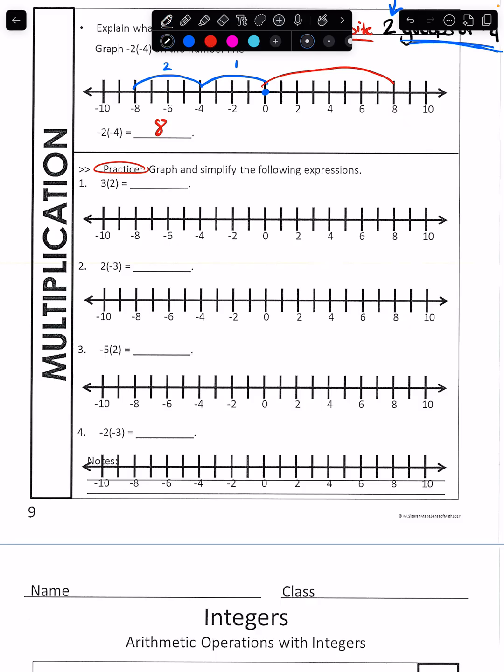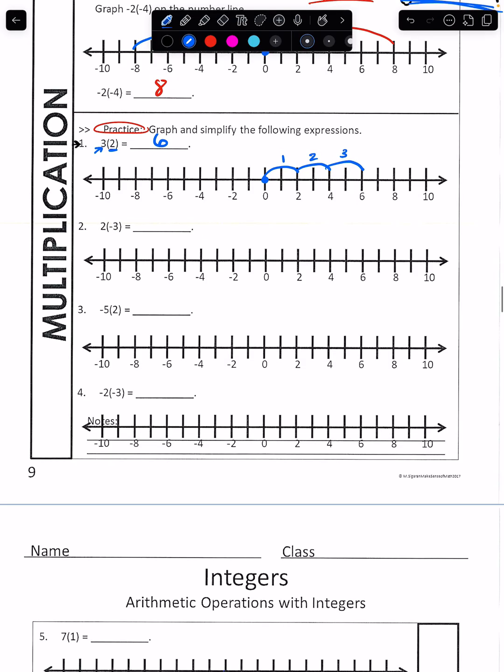All right, so we're going to start with number 1 right here. So remember, the back number says how many groups I have. I'm going to do it in blue. So I start at my 0. I got group of 2. Here's my first group. Remember, this 3 now says how many I have. So I have 1, 2, 3 groups. And I should have a 6.